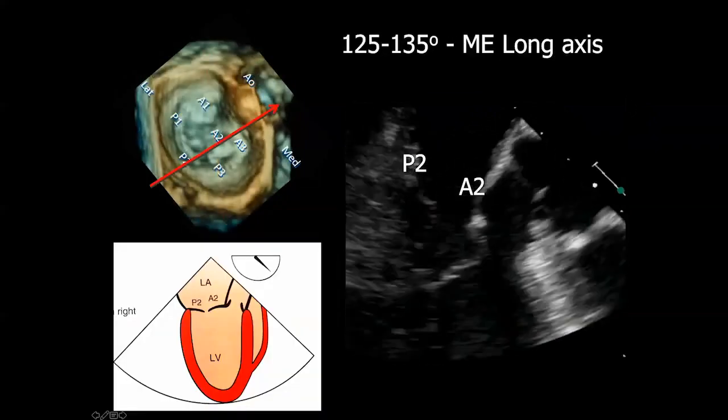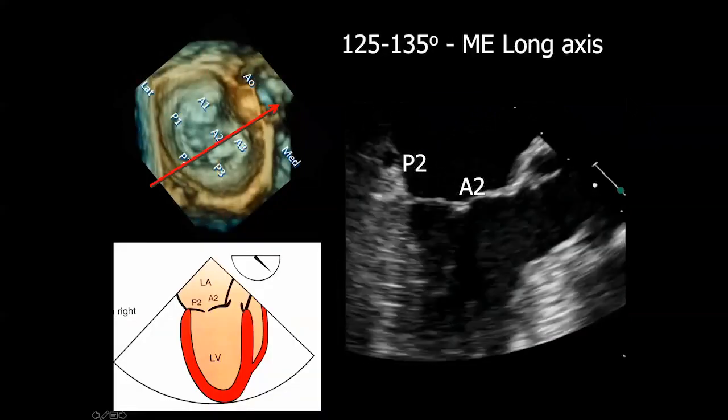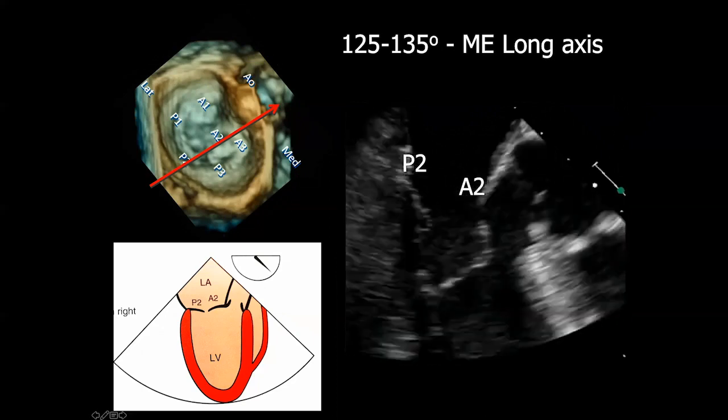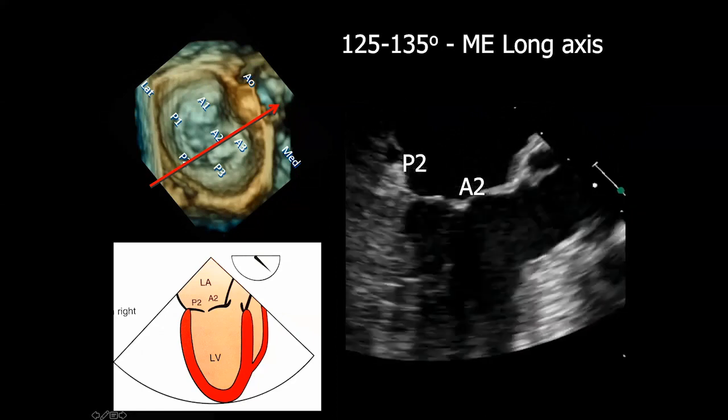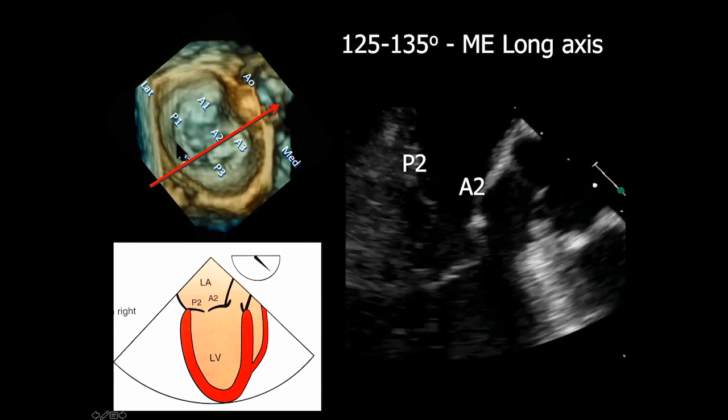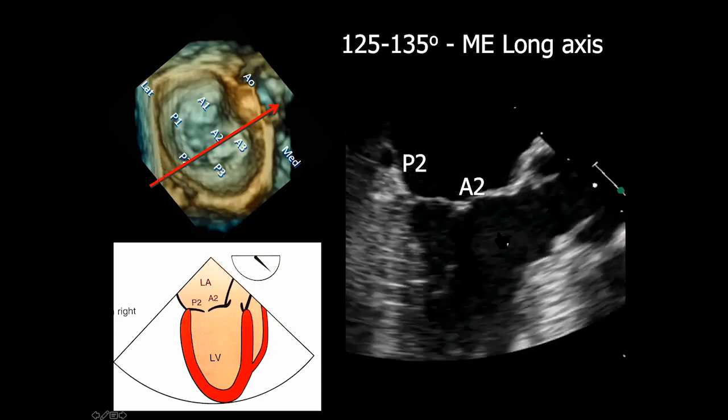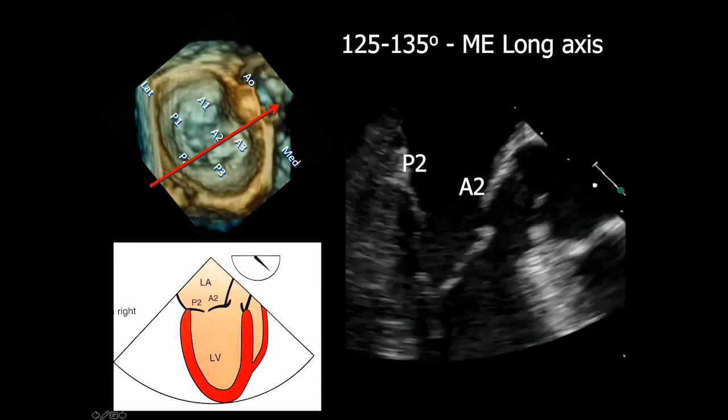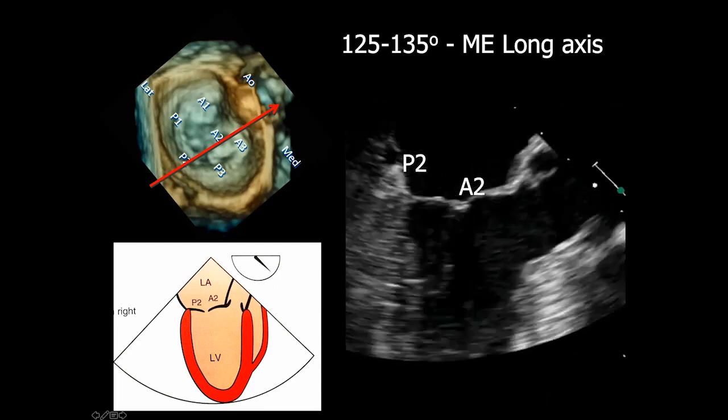And finally, the long axis view. This is the mid-esophageal long axis at approximately 125 to 135 degrees. And you can see how it's crossing the aortic valve and crossing A2 and P2. So typically in this view, you see the A2 and P2 leaflets.